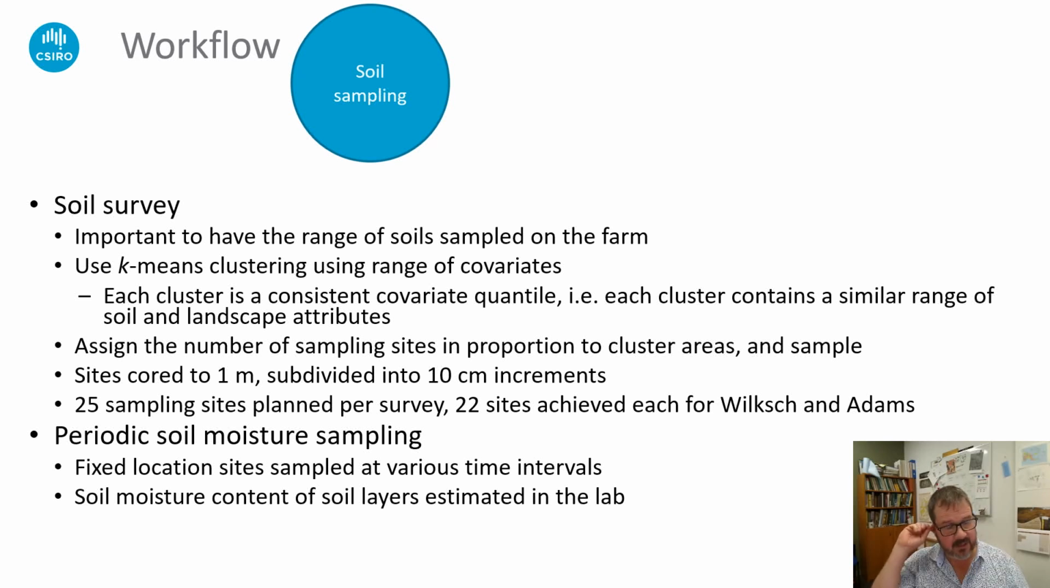We then go in and we core to 1 meter. We subdivide into 10 centimeter increments. We plan for 25 for each of the farms. We achieve 22 for each of the farms, and that's not a bad outcome. Also, Jake was performing periodic soil moisture sampling at fixed sites across the farm on various dates.